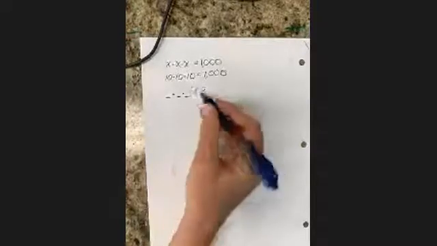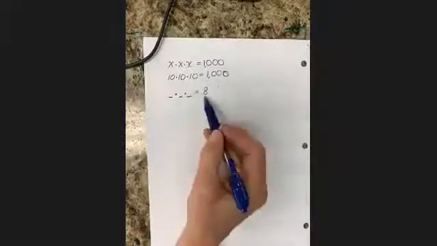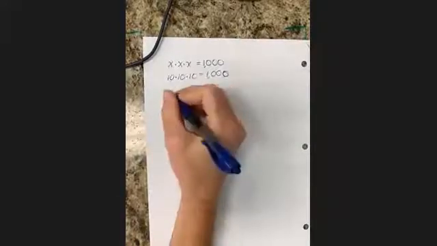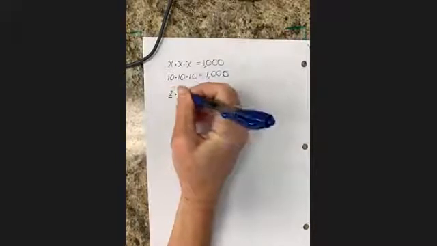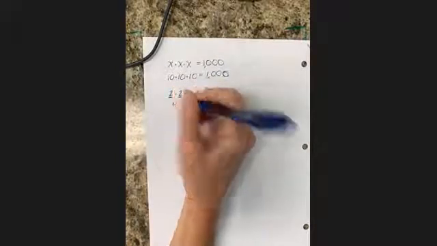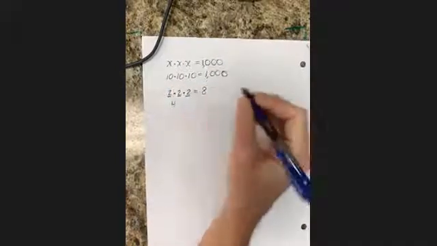So what number do you think multiplied by itself 3 times would be 8? Just toss out numbers. It's going to be smaller than 8, right? What's a small number? 2. Let's try 2. So 2 times 2 times 2. So 2 times 2 is 4. 4 times 2 is 8. Good job. It was 2.